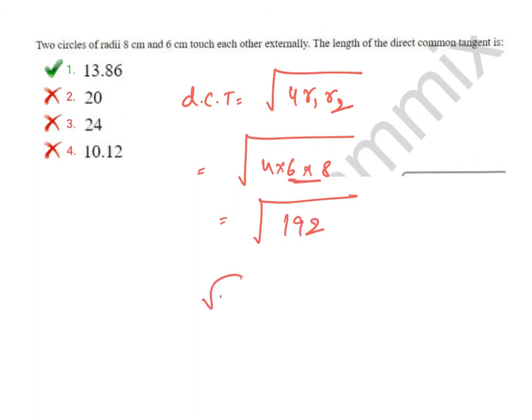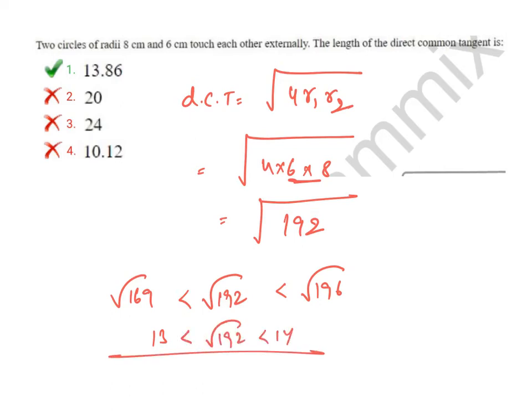So we know root of 192 is greater than root of 169 and less than root of 196. Therefore it is in between 13 and 14. The only value in the options which is in between 13 and 14 is 13.86. You don't need to find out the exact root of 192. It's the easiest way to find it out.